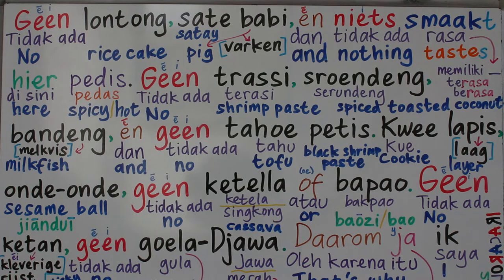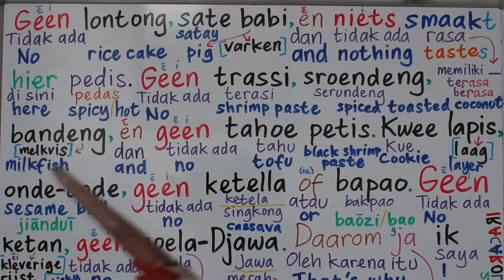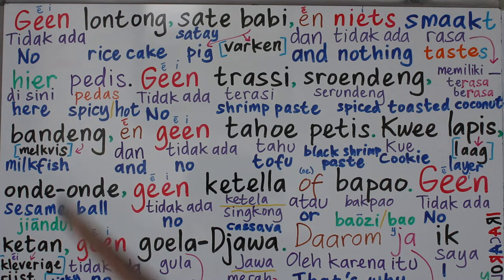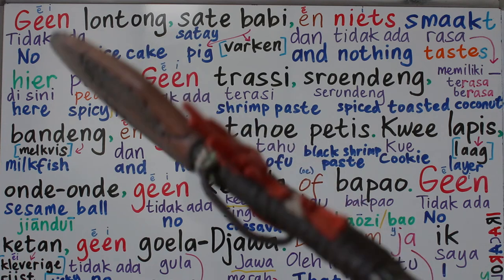In Dutch, serundeng. Okay, and now in Indonesian we have bandeng. You can just write it here, you don't have to explain it. And this one is the same with this, and this one is the same.